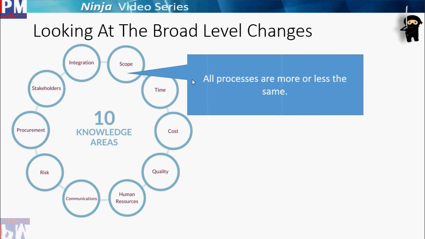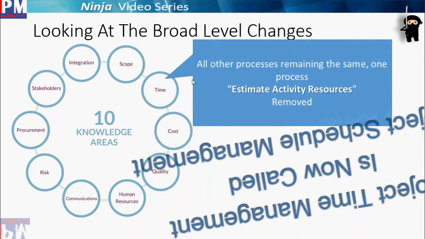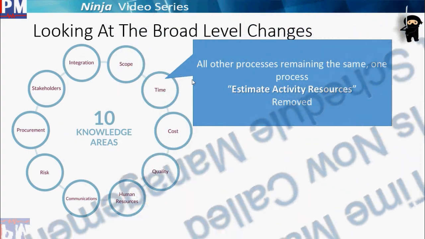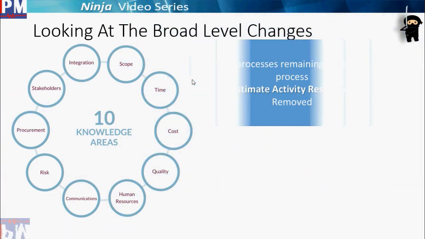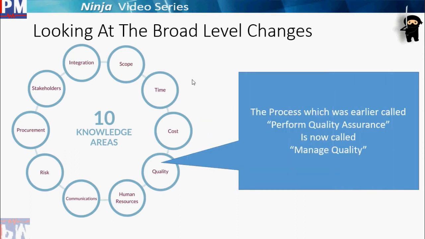Moving on to scope. All processes are more or less the same. Moving on to time, all processes remaining the same except one process called Estimate Activity Resources has been removed. Now, this does not mean it has been removed from PMBOK. It simply means it has shifted residence. It has moved from time to HR. Moving on to cost, all of the processes remain the same. No changes. Quality. The process which was earlier called Perform Quality Assurance is now called Manage Quality. The reason for this is, in many organizations, quality assurance is a separate department, whereas PMBOK wants to enforce the concept of managing quality within projects, and therefore this change.